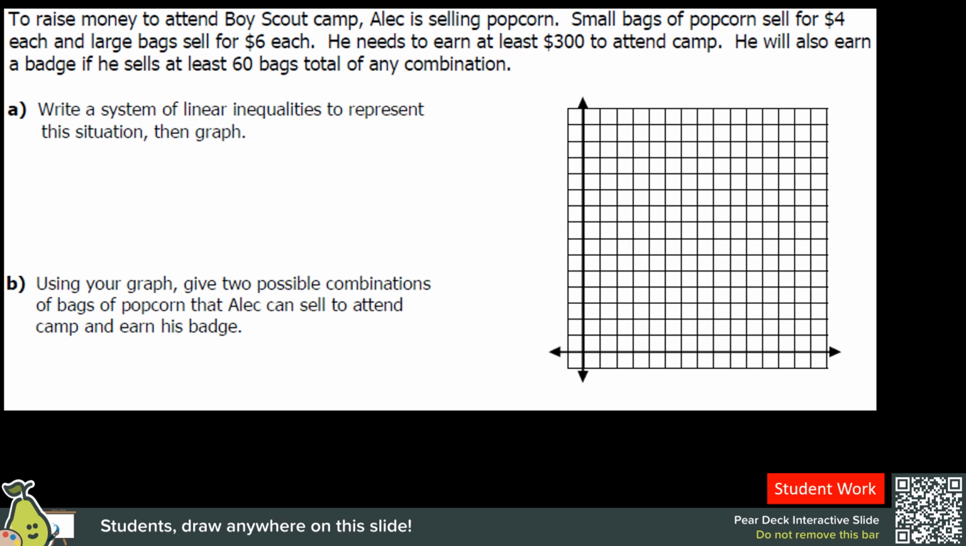Like I said on the last slide, the first thing that we want to identify is that x has to be greater than or equal to 0. y has to be greater than or equal to 0. He needs to earn at least $300 to attend camp. So our first equation means that if we're going to sell small bags of popcorn, let's make that x, and our large bags would be y, we would say 4x plus 6y. And he has to sell at least $300, so this has to be greater than or equal to 300.